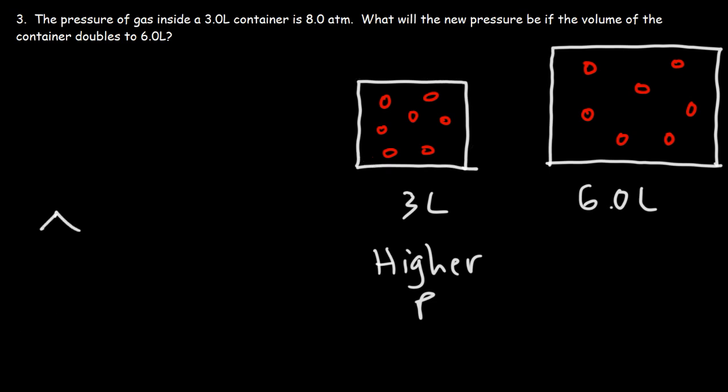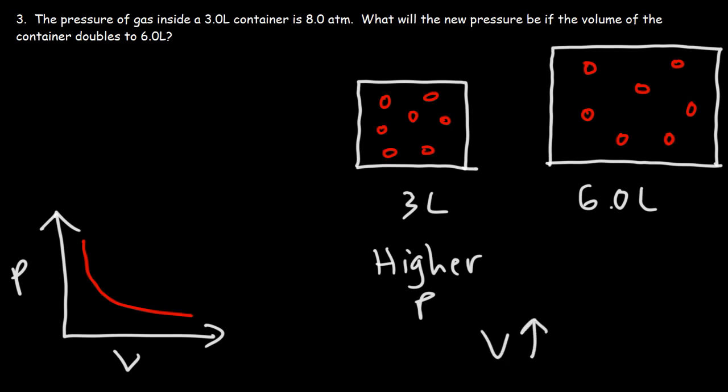So thus we have Boyle's Law, which shows the relationship between the volume of a gas and the pressure. The volume of the gas is going to be the same as the container. This is going to be an inverse relationship, which means that as you increase the volume, the pressure decreases proportionally.